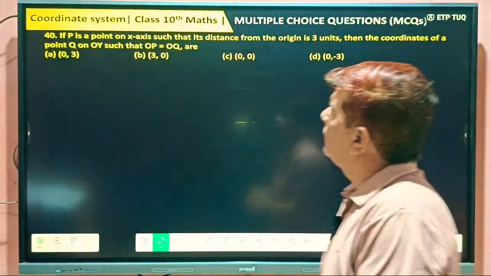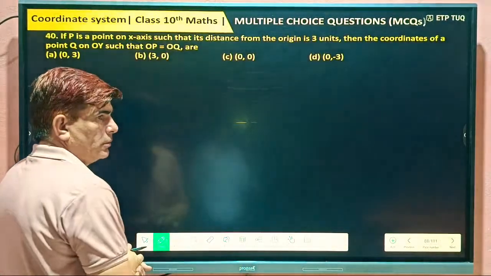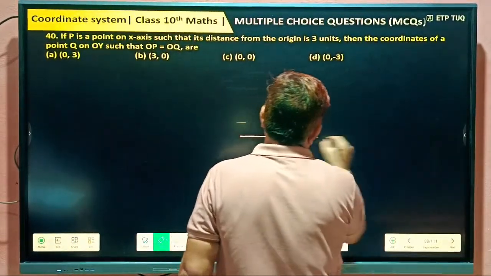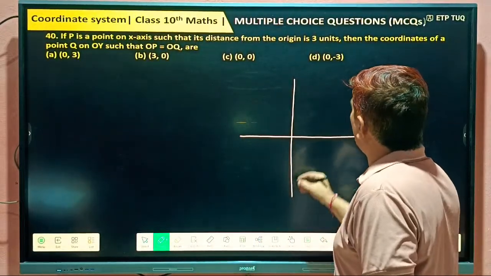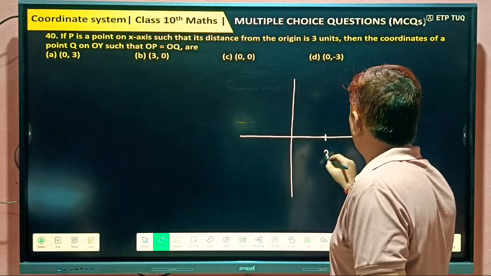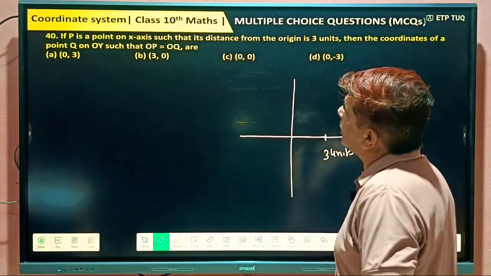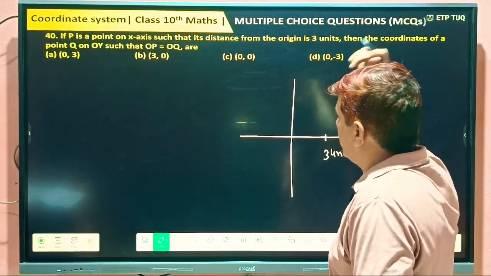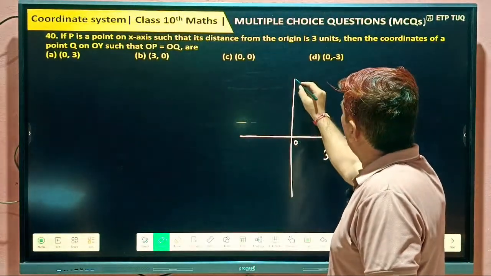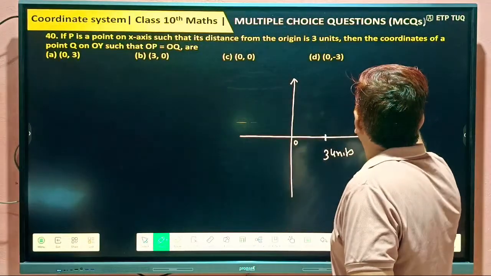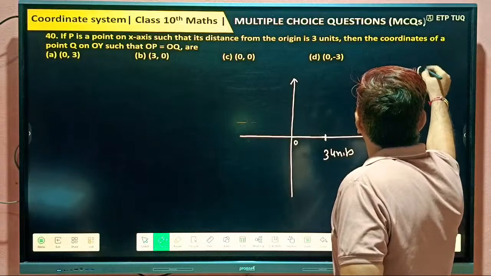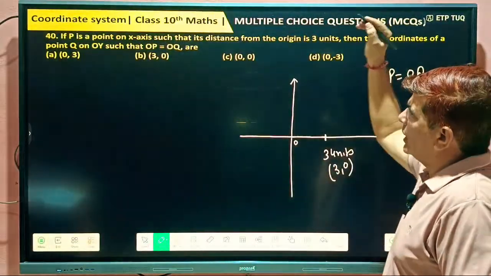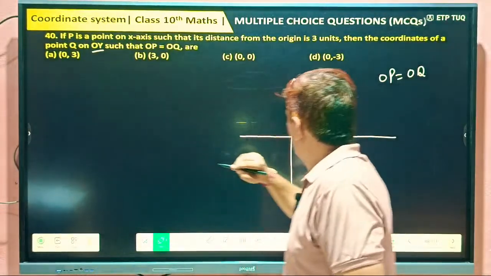40. If P is a point on the x-axis, so we are taking it like this. This is the x-axis, such that its distance from the origin is 3 units. So this is taken as 3 units. Then the coordinate of a point Q on OY, where O is the origin, such that OP equal to OQ. So what are the coordinates of it? 3 and 0.